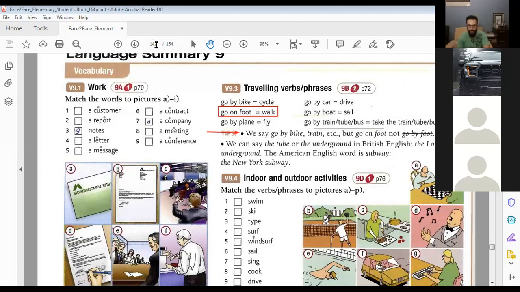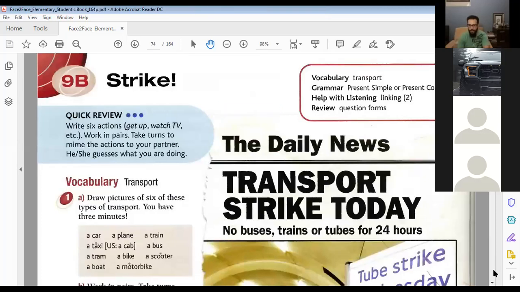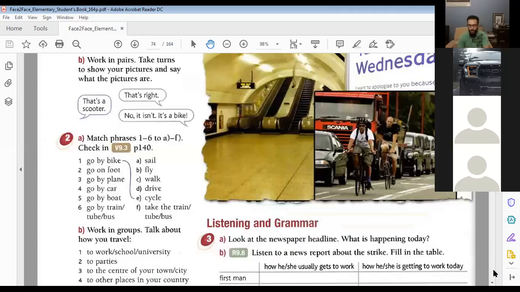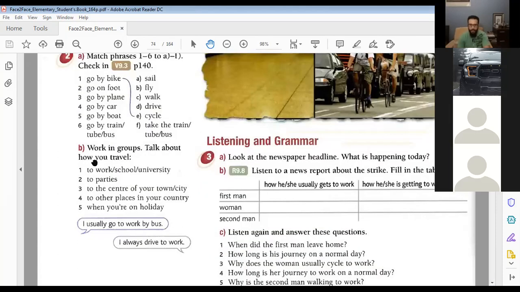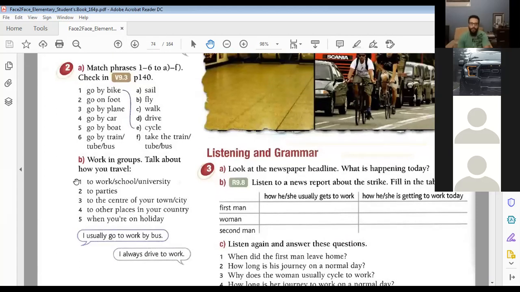Okay, so let's go back. Let's do some exercises. So we finished number 2. We talked about number 2. Now here it says, talk about how you travel. I want you to talk about how you go to work, or school, or university. I want you to use one of these phrases.